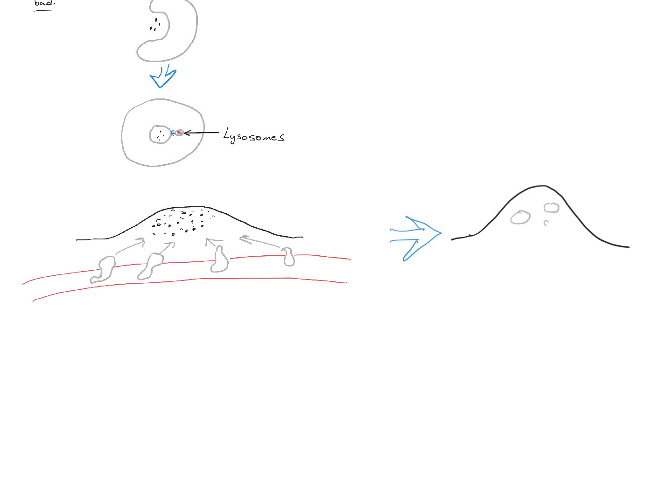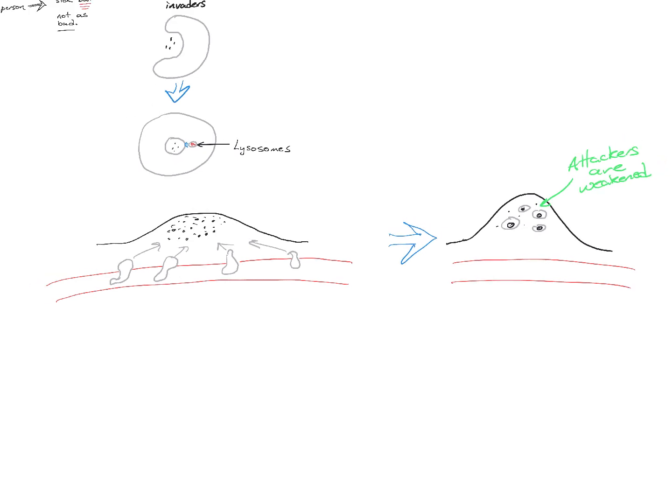Some of the white blood cells are dead. There's a lot of white blood cells. Some of them are still eating the bacteria or viruses. It's literally a killing field. Some of the bacteria or viruses are there, but they're hurt. Everybody's weakened. Everything in this pustule is weakened. The attackers are weakened. Does that make sense?